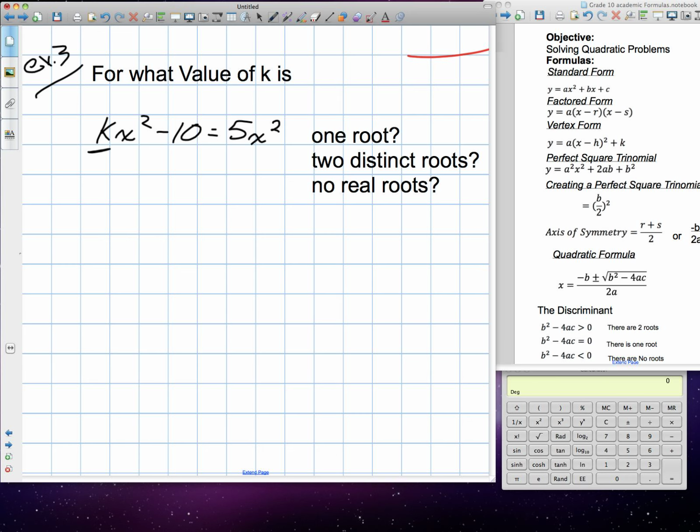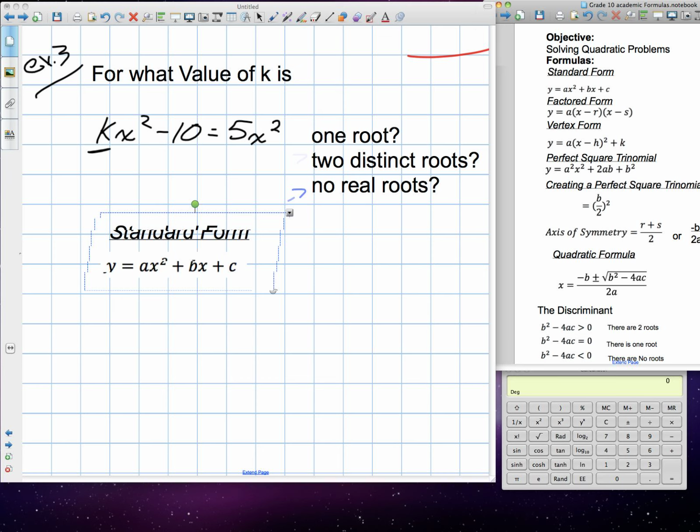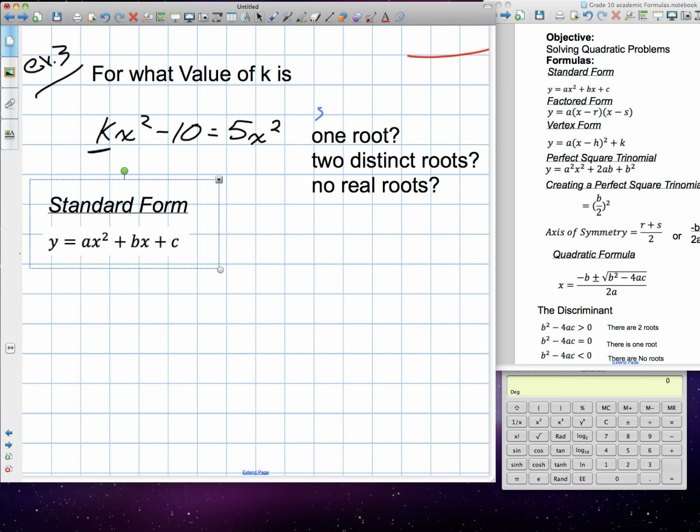So we've been given this equation, and they want to know for what value of K there is 1 root, 2 distinct roots, and no real roots. Now, in order to use a discriminant, we need to be in standard form. But in order to be in standard form, we need to be equal to 0. So we're taking this equation.